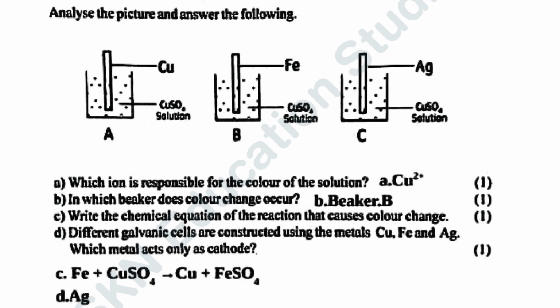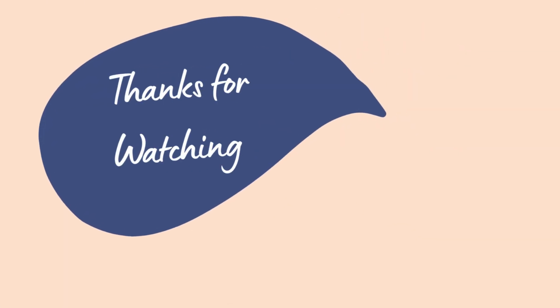Next question. Different galvanic cells can be constructed using the metals copper, iron, and silver. Which metal acts only as cathode? Answer is silver. Thank you for watching.